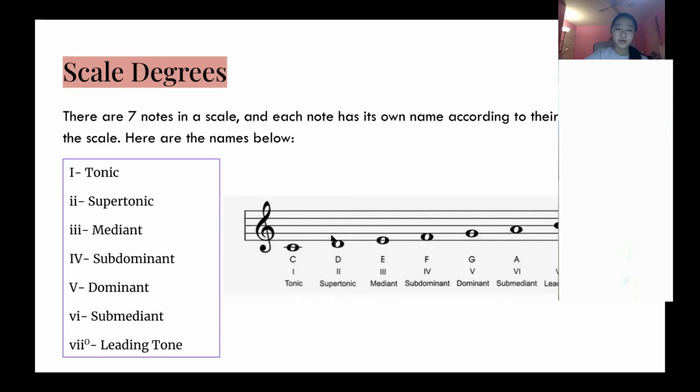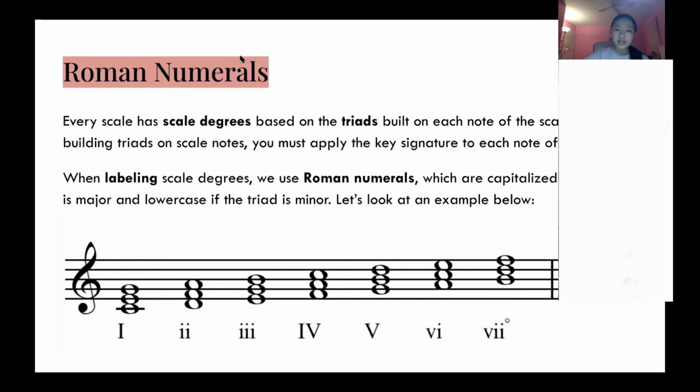So like the second note is called the supertonic and then so on. And we'll have this box for the questions. You don't have to memorize them for now. And each scale also has scale degrees based on the triads built on each note of the scale. So when building triads on scale notes, you also have to apply the key signature to each note of the triad. So for this picture, we're in C major, so there are no sharps or flats.